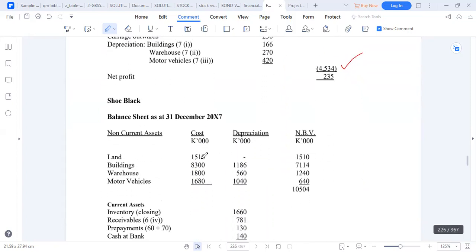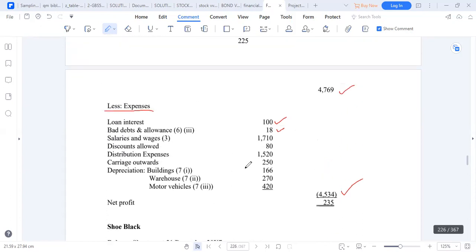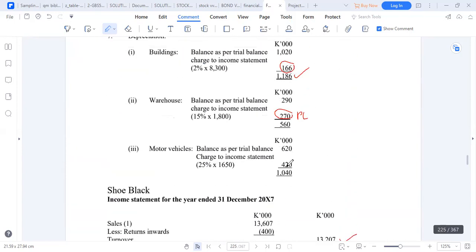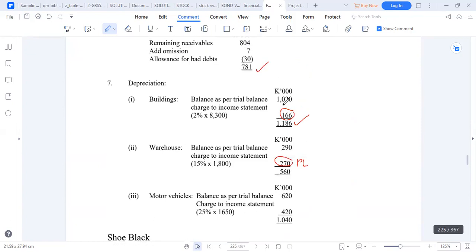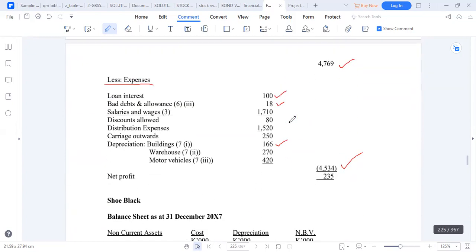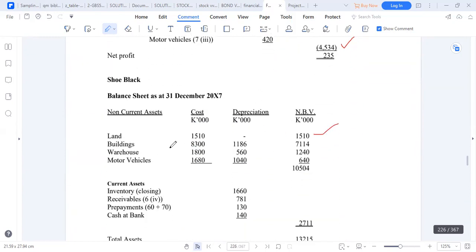So balance sheet, land did not have any depreciation as usual, it only accumulates. Buildings, we have 1168. Now this is a combination of two expenses. Here buildings, we didn't write 1168 because we only calculated the 166. But where is 1168 coming from? For buildings, it's coming because we had the trial balance figure, which was 1020. When we add the 166, we get 1186. So it is now accumulated depreciation.